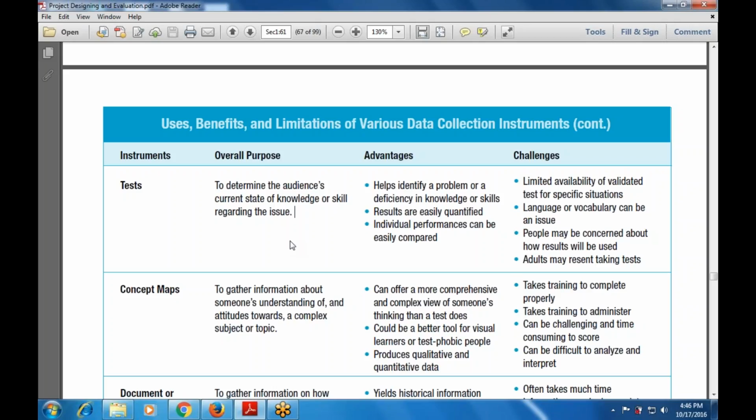Then individual performances can be easily compared. So whatever the individual performances, whatever the data that is used, that can be easily compared with the test, that can be easily compared with the performance analysis.